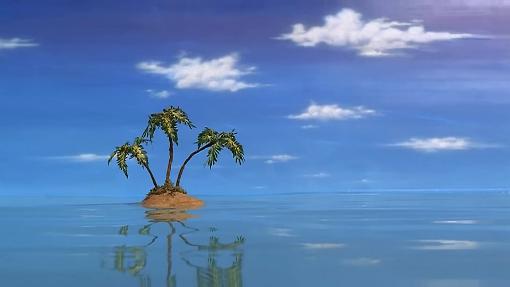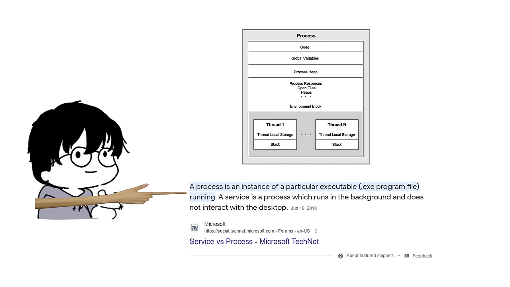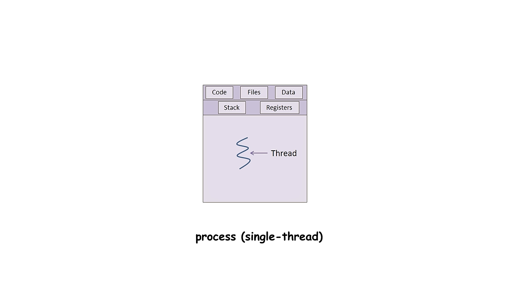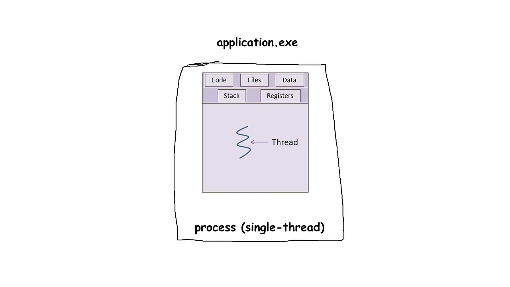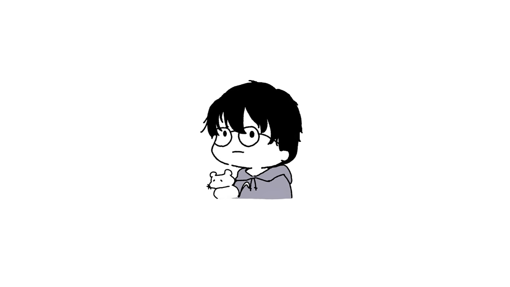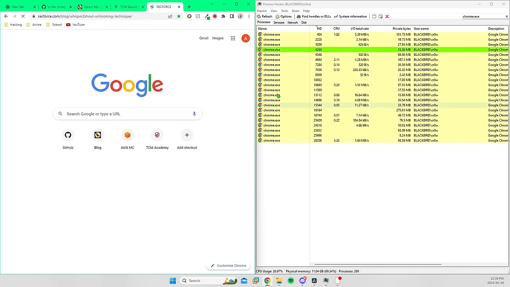I don't understand. Processes. More specifically, processes in the context of Windows. A process is just an instance of an executable. Now, what doth that meaneth in English? Basically, think of it as a container that houses everything needed for a program to run. The executable code, the data, memory, etc. A program or application or whatever you want to call it can have many processes running at once. Moreover, an application like your web browser will spawn a new process for every tab that you create.